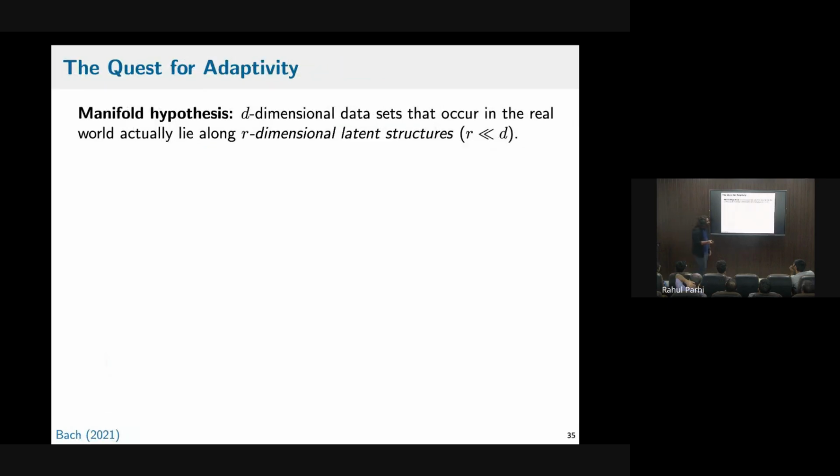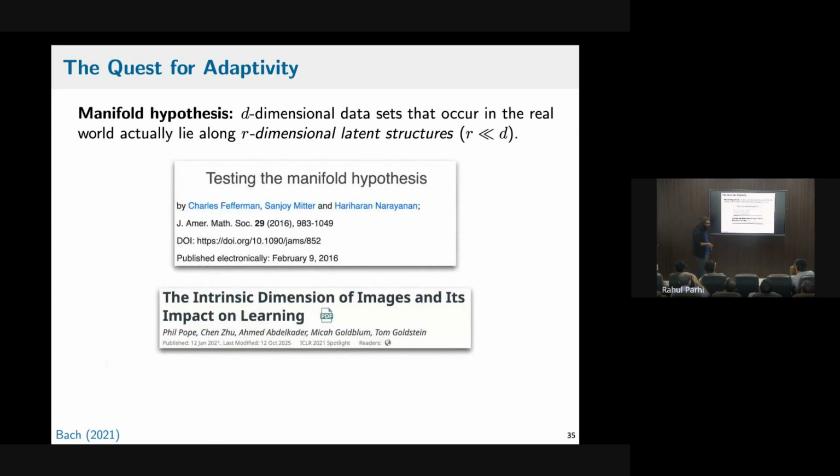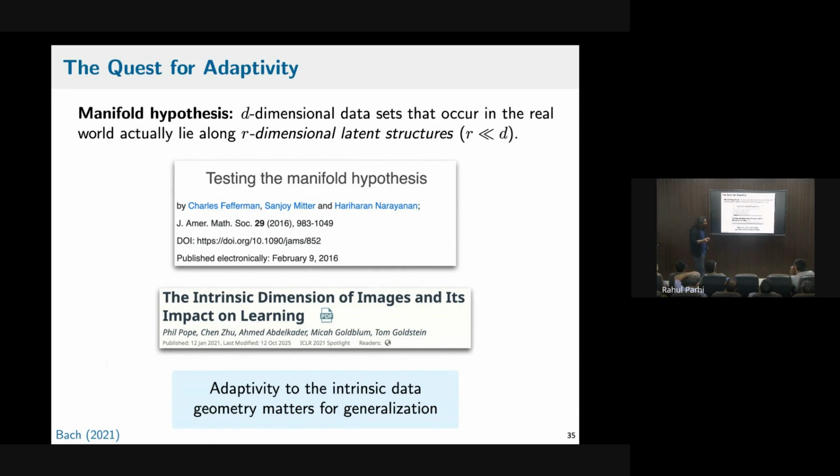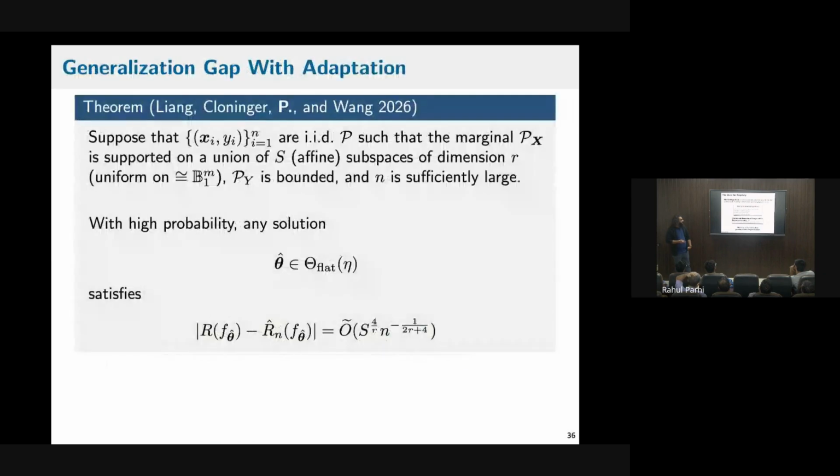Before we look at the quantitative statement, there's this idea of adaptivity in designing machine learning methods: we want them to be able to adapt to low dimensional structures that are inherent in the data. This is related to the manifold hypothesis. There's a lot of work on the subject, but maybe the punchline is that adaptivity to the intrinsic data geometry does matter for generalization. So here's the quantitative statement for low dimensional data. I have XY pairs drawn IID from P, and now my PX distribution, I'm supposing, is basically a union of subspaces model.